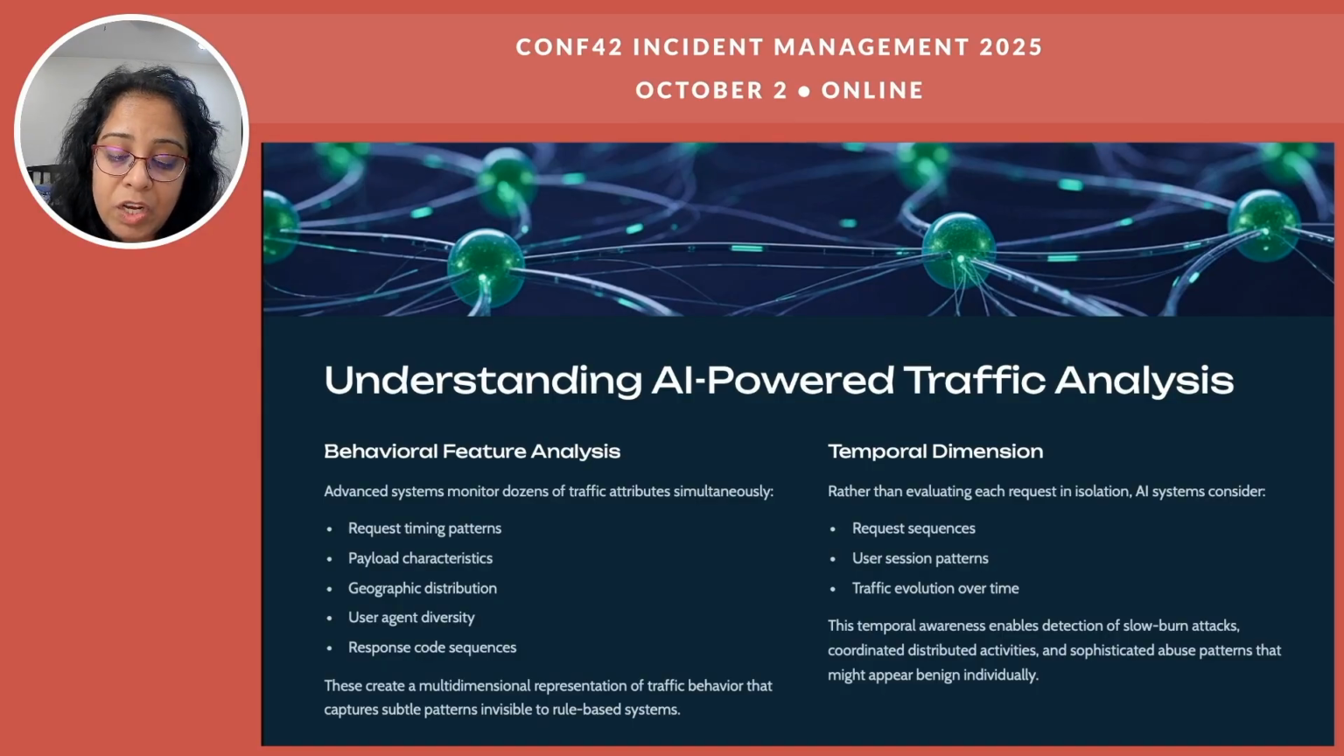It knows that the real user logs in, looks for something, adds to the cart, and probably looks for something else. But a bot does none of it. It doesn't, because it is not buying, it doesn't put anything in the cart. And this kind of temporal awareness enables detection of slow burn attacks and sophisticated attacks that might appear benign individually.